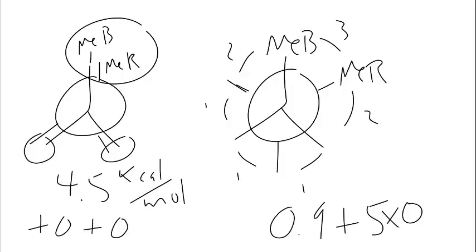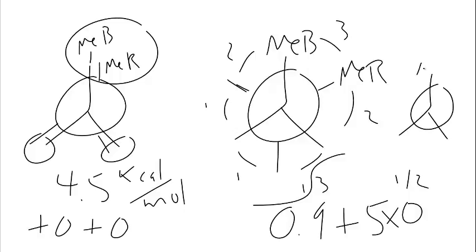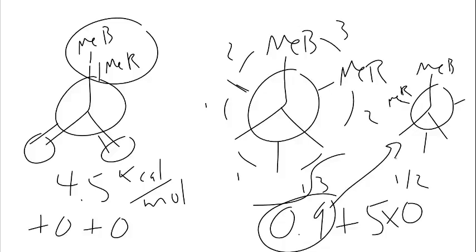Since the 1 and 2 interactions are worth 0, and the number 3 interaction is worth 0.9. Of course, we have 2 conformations that look like this. Methyl red can also end up on the other side, and that would be the same energy value for this conformation as well.